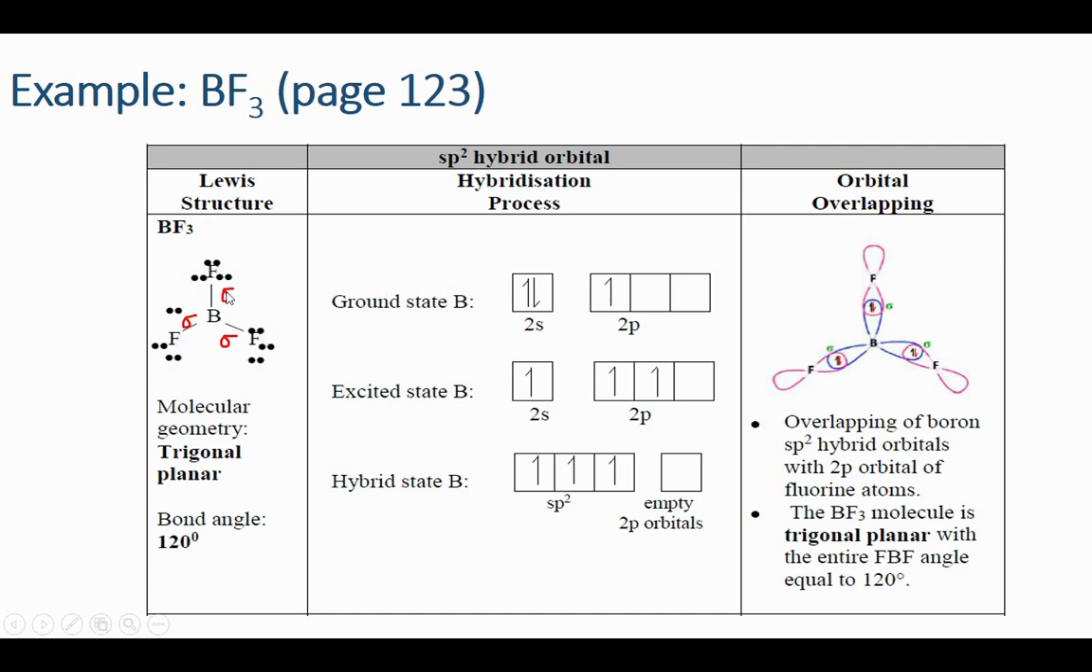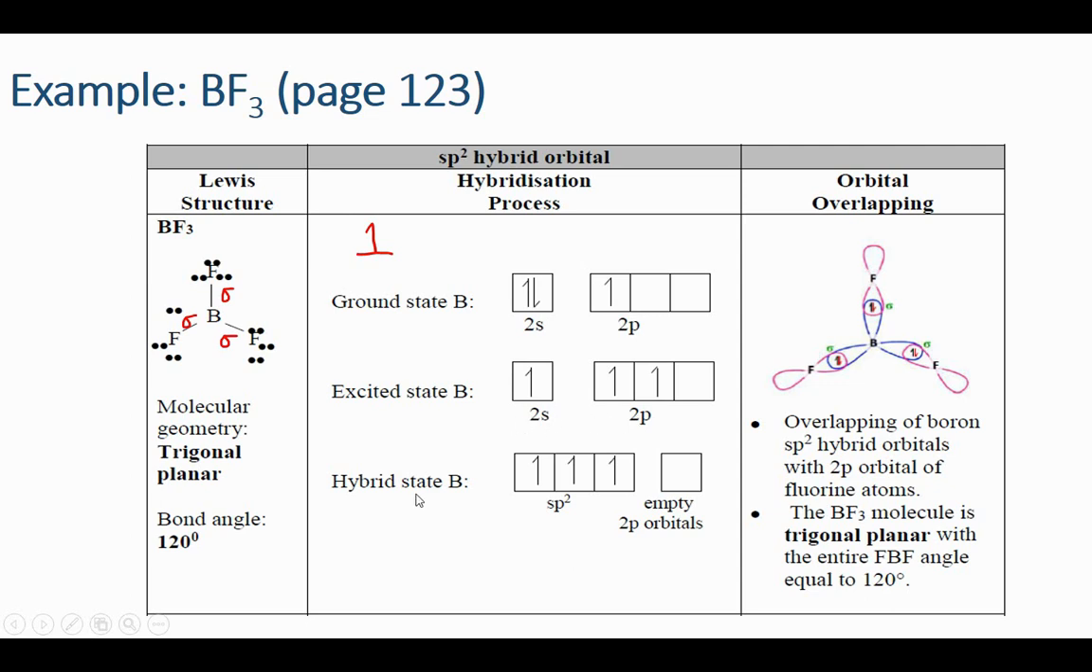Okay, so to form a sigma bond, we need an orbital with one electron only. For boron, there are 3 valence electrons in the ground state. So we have 2 electrons in 2s and 1 electron in 2p. Boron will form 3 sigma bonds, which means it requires 3 half-filled orbitals. So 1 electron from the 2s orbital will jump to the 2p orbital. So we get the excited state.